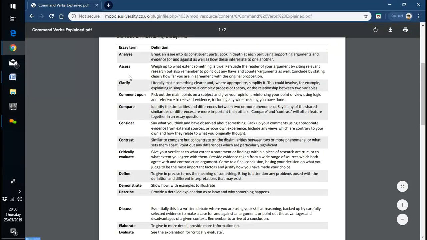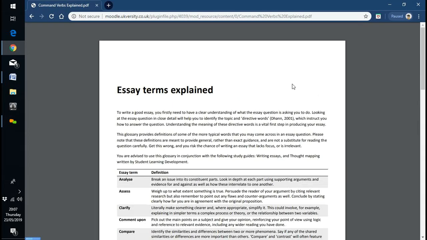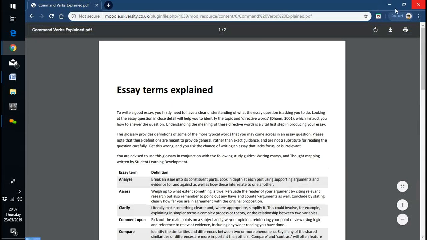I always have a look at this. See what I've got up now. It defines each of the command verbs. Define: to give in precise terms the meaning of something. Bring to attention any problems posed with the definition and the different interpretations that might exist. Yeah, which is what we said. It will mean different things to different people, but ultimately it is the same. So I think more or less what I've done covers it, but I'll make sure that it does. So that's your definition. If you're unsure about any of the command verbs or how it needs to be done, I'll close that down.